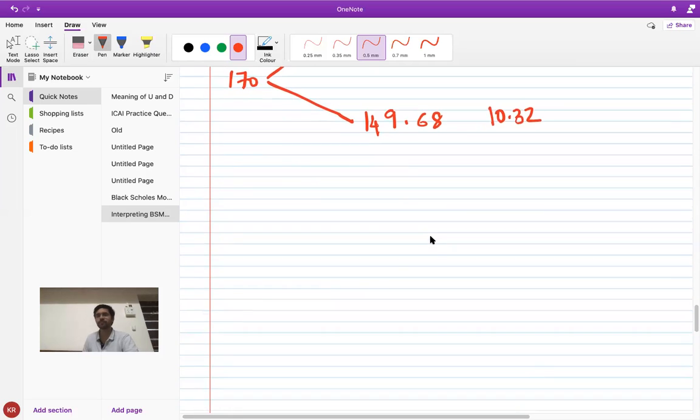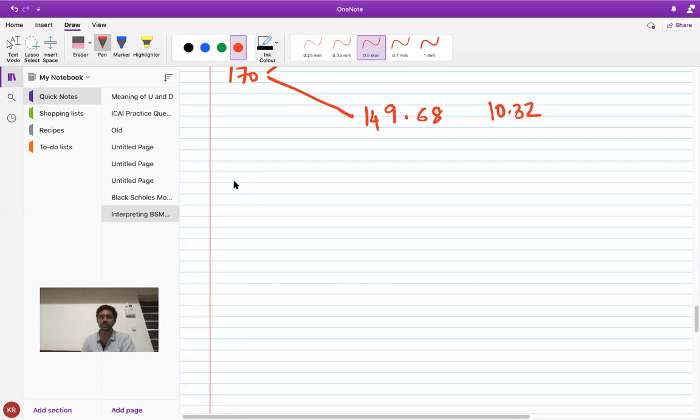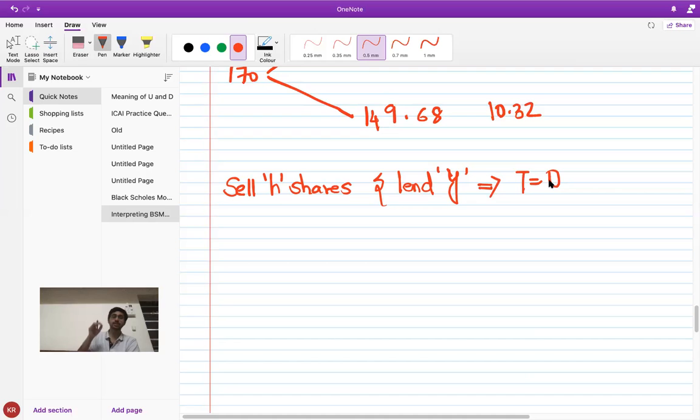Okay, so let's go ahead. What we are going to do is, I will short sell H shares and lend Y. Again, I'm denoting it by Y, that's fine. I will lend Y, and this is going to be done at t equal to 0. And what I was saying was, the amount that I'm going to lend is going to be greater than the amount that I will be receiving on short selling of shares. We'll see how that is. Don't worry.